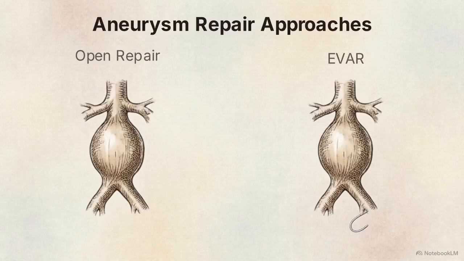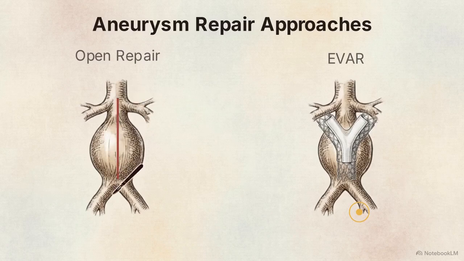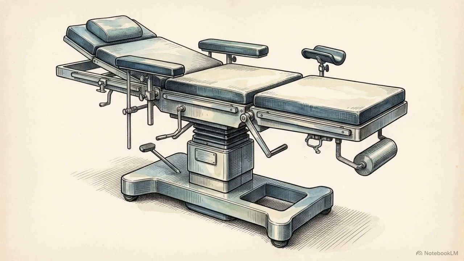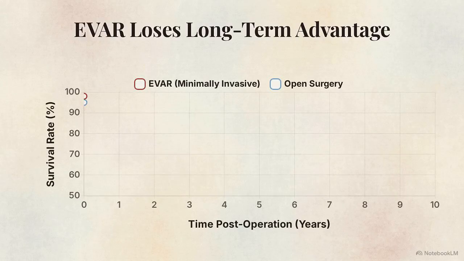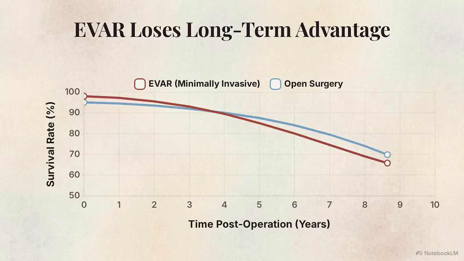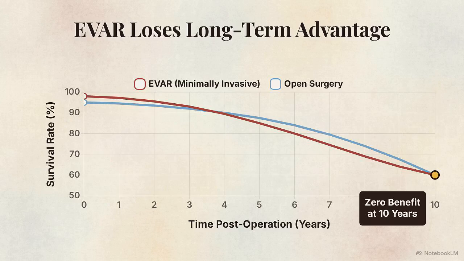Endovascular aneurysm repair, or EVAR, allows surgeons to patch a ballooning aorta through a tiny incision rather than opening the patient's abdomen entirely. Bypassing that massive surgical trauma drops 30-day mortality by 30%. But a look at the data shows that over a decade, the minimally invasive EVAR offers zero long-term survival benefit over a fully open surgery.